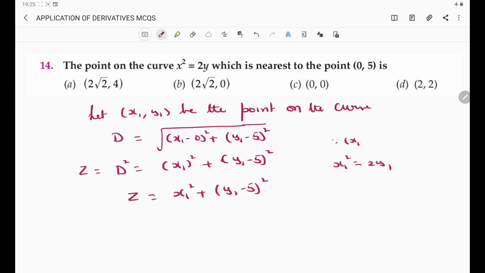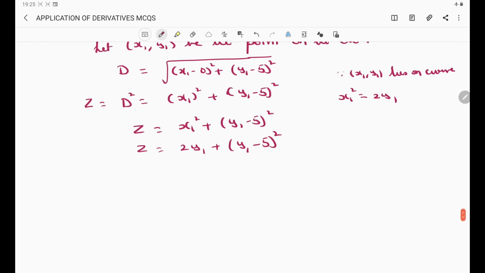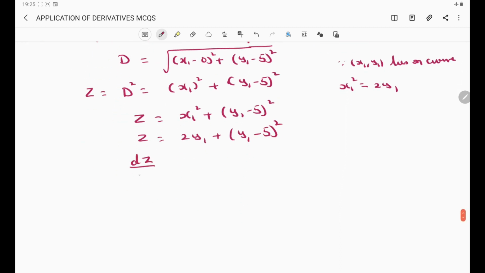Since x1, y1 lies on the curve, x1 square equal to 2y1. So we can write z is equal to 2y1 plus y1 minus 5 whole square. So let's find dz by dy1, which is equal to 2 plus 2 into y1 minus 5 into 1, and after finding dz by dy1 we have to find the critical point.